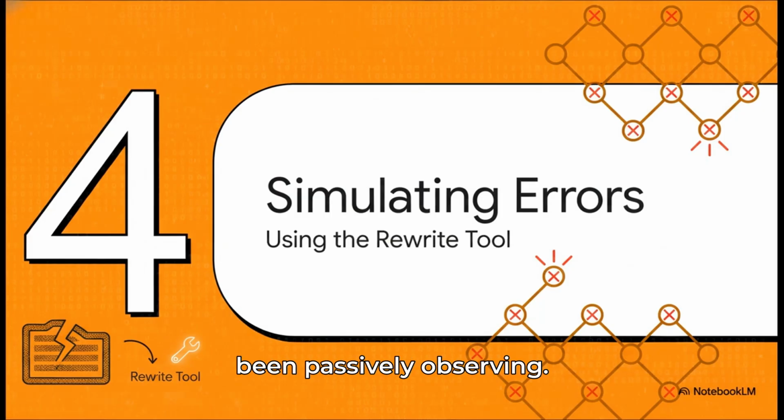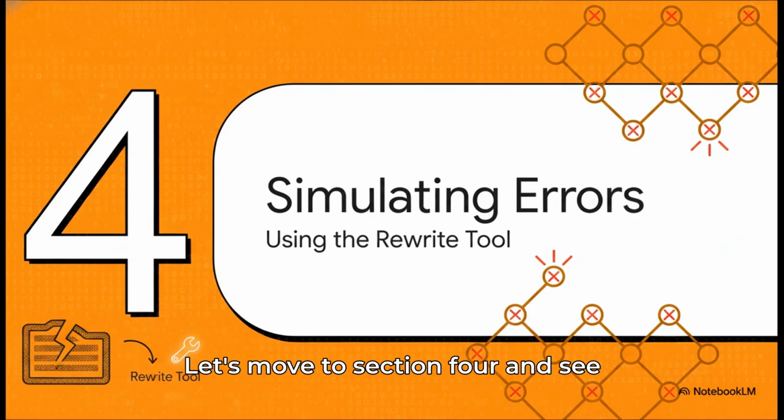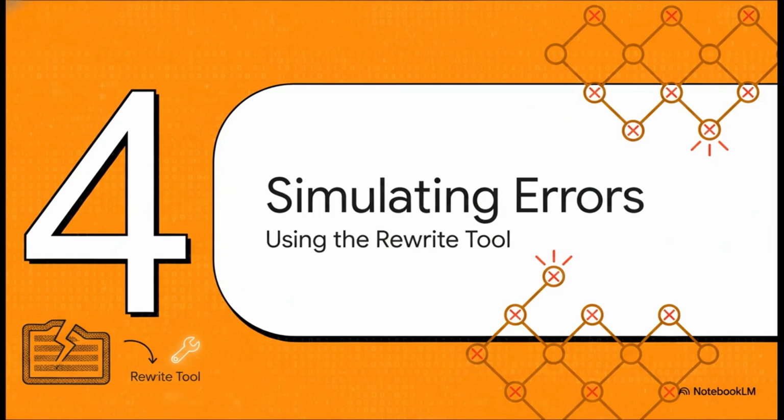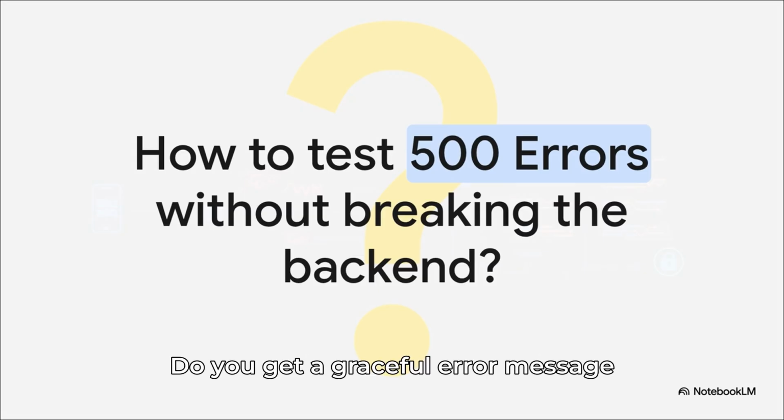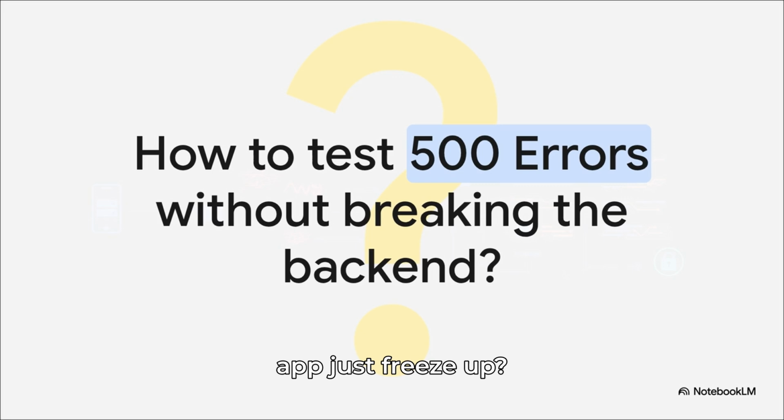So far, we've just been passively observing. Let's move to Section 4 and see how this builds into active manipulation, simulating errors using the rewrite tool. Imagine you're testing a web application and you need to know exactly how the user interface reacts when the server crashes. Do you get a graceful error message, or does the whole app just freeze up?